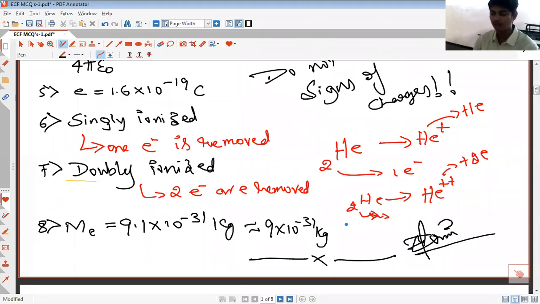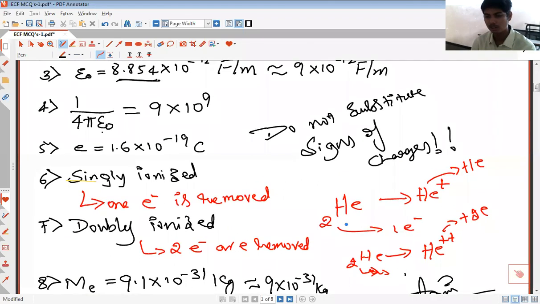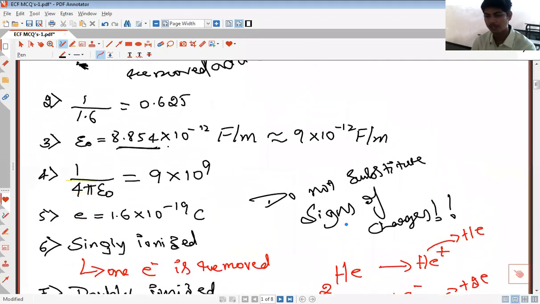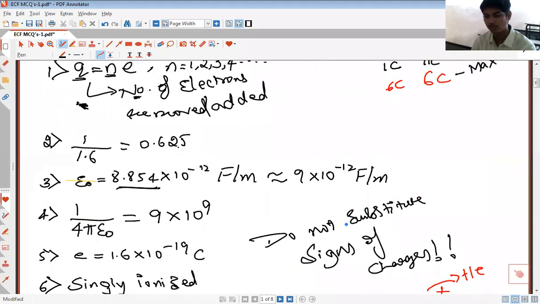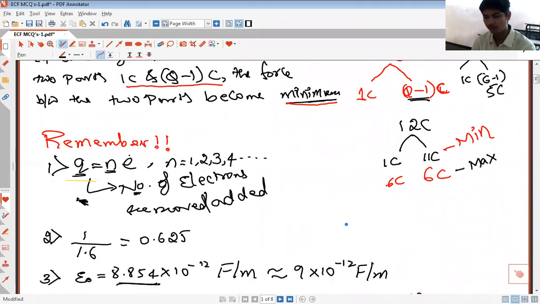Are these points clear? Singly ionized, doubly ionized, what is the value of the mass of an electron, the charge on an electron, 1 by 4 pi epsilon naught, 1 by 1.6, how to calculate the number of electrons. Is it clear? If this is clear, we'll solve the MCQs now.